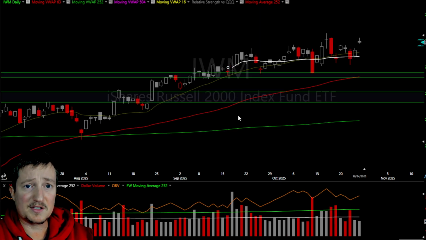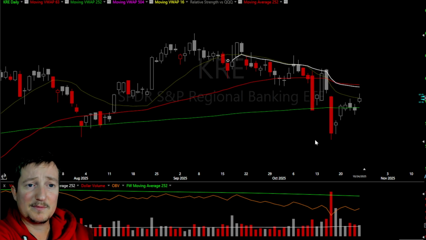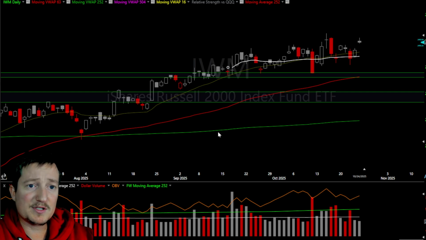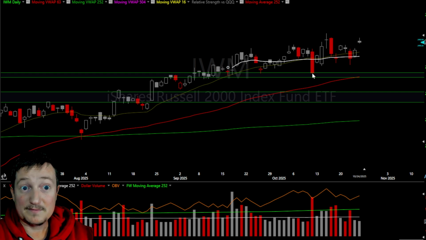IWM, this is the small caps. This is very interesting because we had this KRE happen. The regional banking stuff, private credit stuff was kind of coming into question. So it's interesting that the IWM is holding up this well, given what's going on in the banks, where most of the stuff in here is, I mean, I guess it's like 10 to 20%. But it's holding up very well.